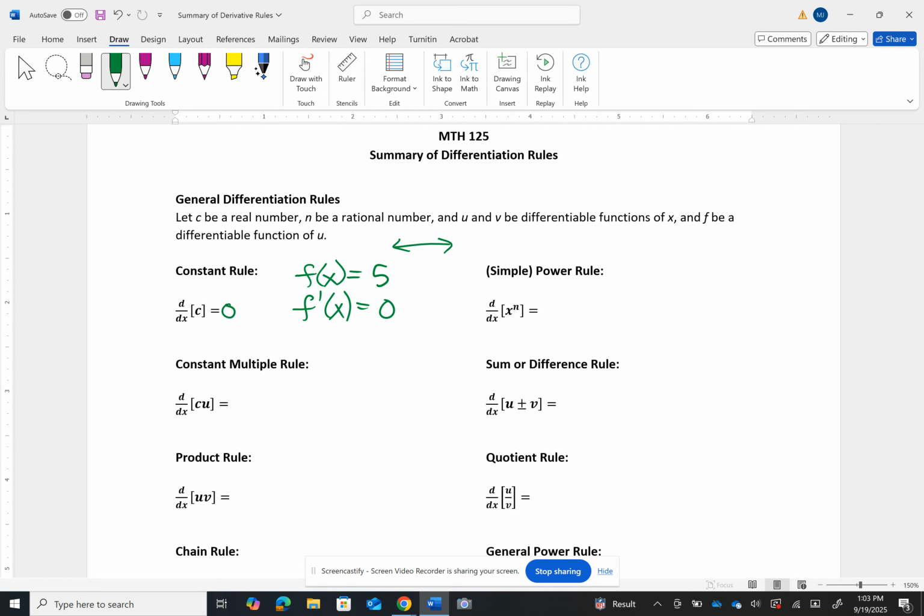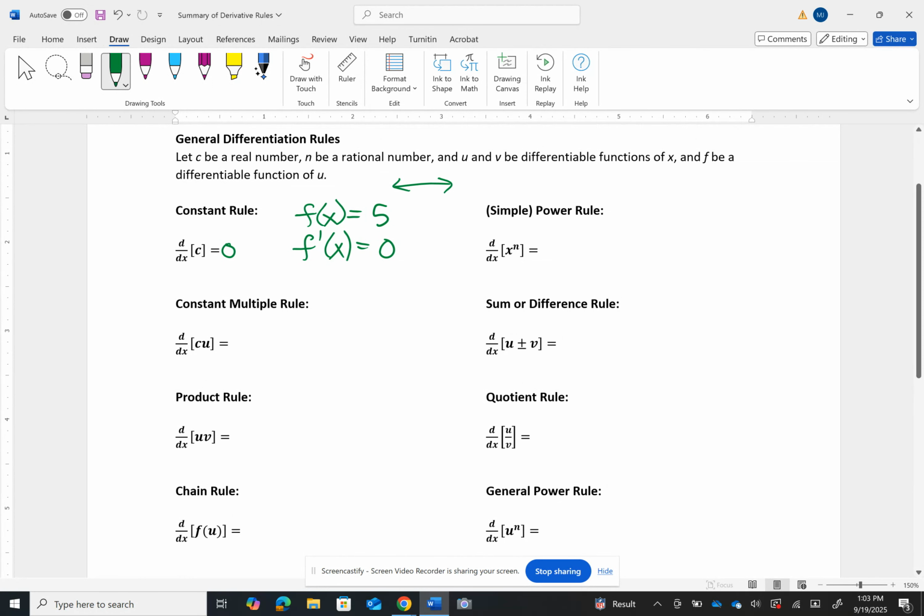All right, now the simple power rule, that's going to be the most important thing in section 3.2. And what it tells you is that the exponent will come down in front, and then you'll have x raised to the n minus 1 power. You'll have to subtract 1 from your exponent. So this is when you're doing the derivative with respect to x of just an x raised to the nth power. That's the simple power rule.